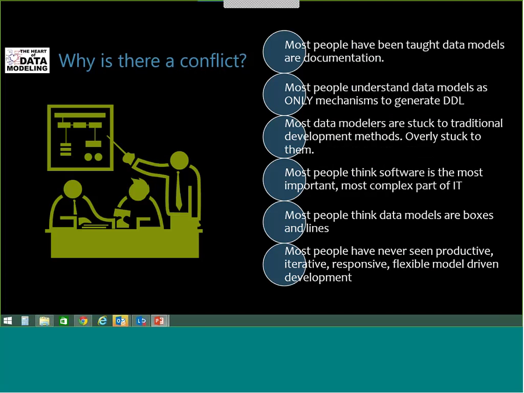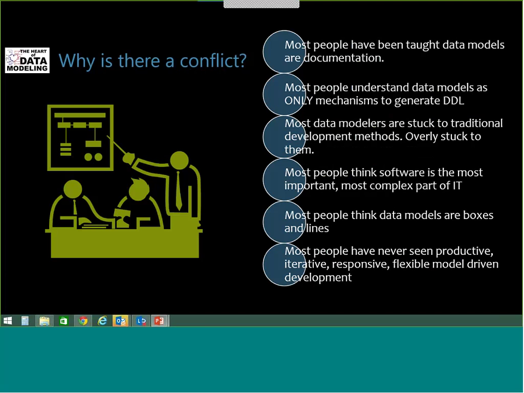Why is there all this conflict, though? I think the biggest conflict is the same things that we see on traditional projects, magnified a million times, a Hubble telescope millions of times more, because most people have been taught that data models are done for documentation and that they're only used as mechanisms for generating DDL to get to a database. They have nothing to do with requirements, that logical models are just pretty pictures and boxes and lines.